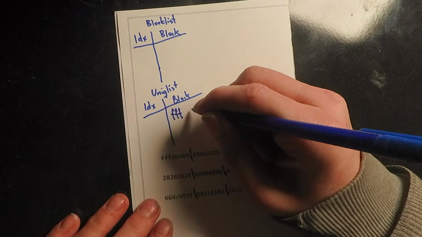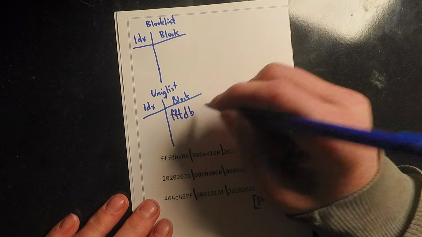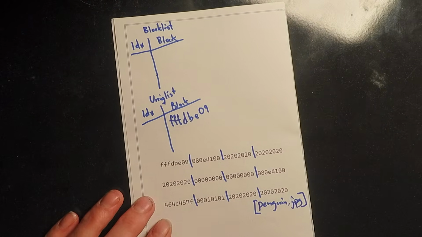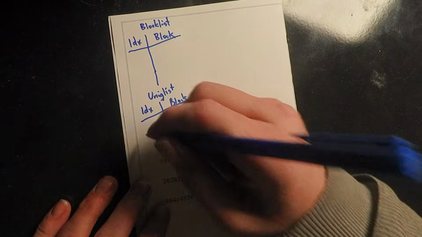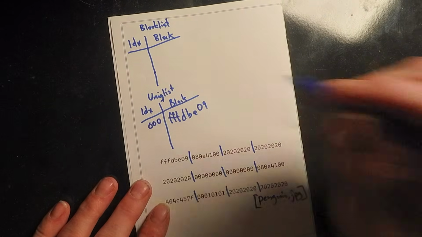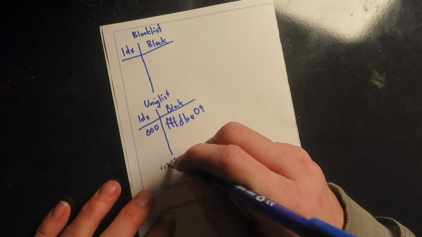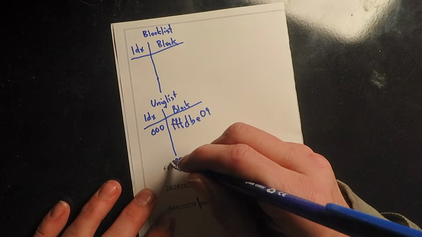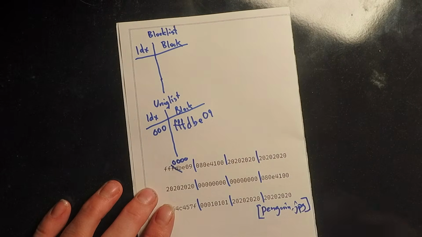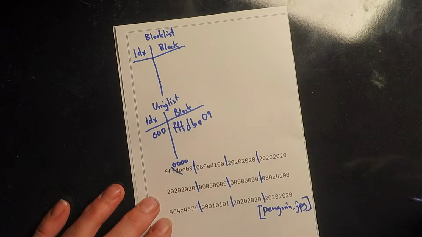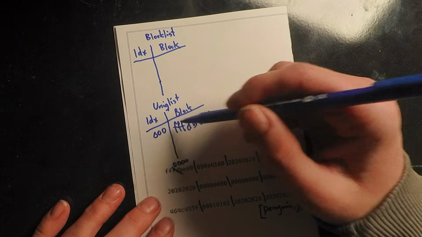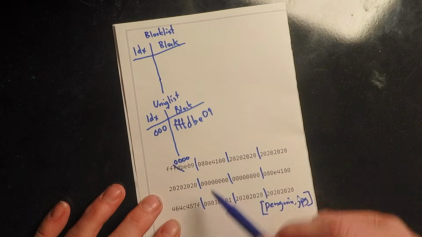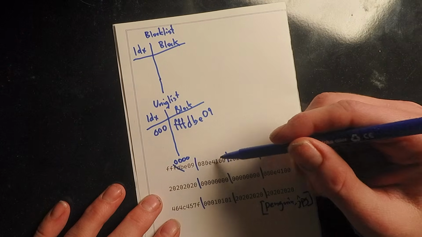So we type FFFDBE09 and we assign this a 12-bit index. So 000 in this case. Then we replace this by this 12-bit index, and we add a 0 in front just to indicate that this is part of the unique list. So if the 0 in front, we grab it from this list, otherwise this right here. Alright, so let's take the next one, 0, 8, 0, etc.